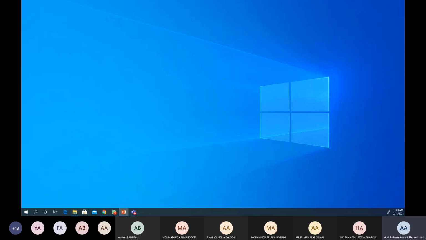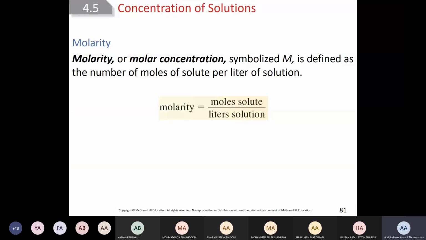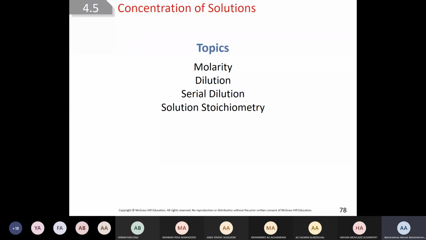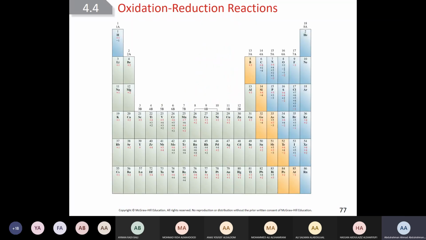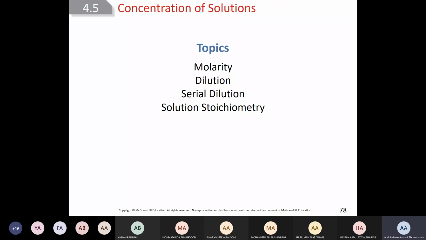All right. Bismillah ar-Rahman ar-Rahim. Alhamdulillah. Last thing we talked about in this chapter was the oxidation number and so on. We finished with the oxidation number. Let's go now to another subject, which is called molarity.